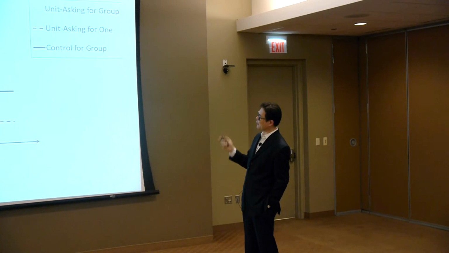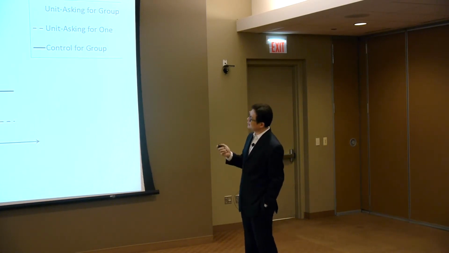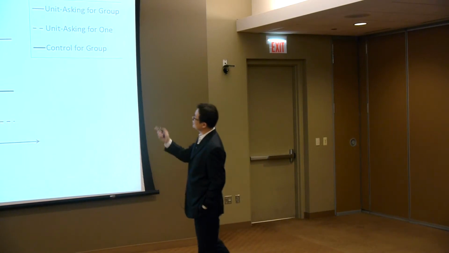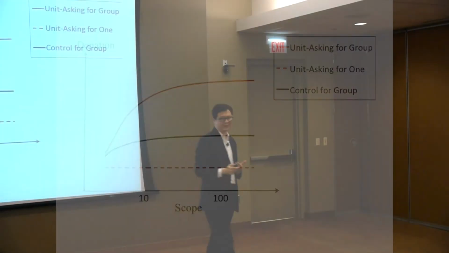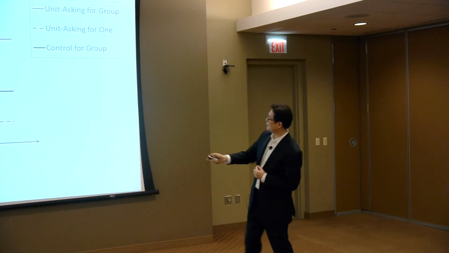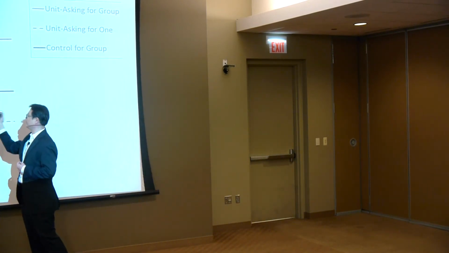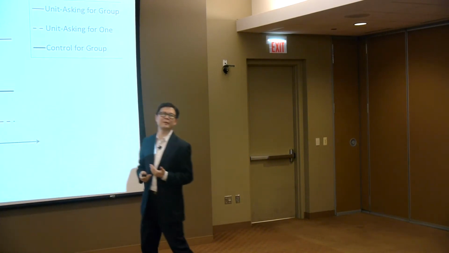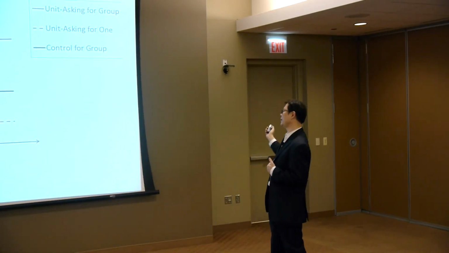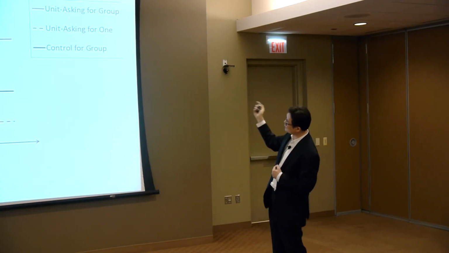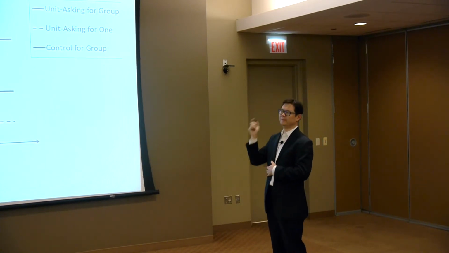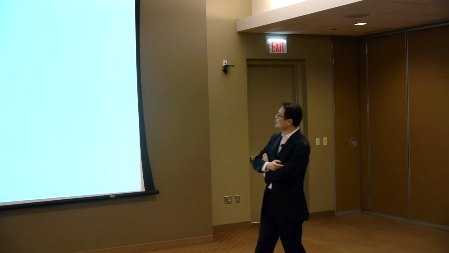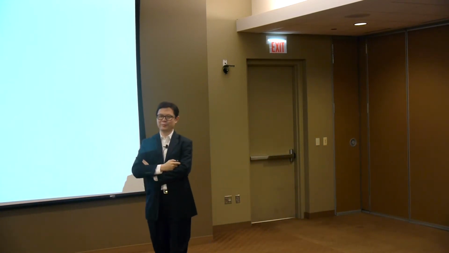But once I have this baseline, I ask you how much to donate for either 10 children or 100 children, then this is how much you are willing to donate. So here you can see two effects. One is this effect, which is what we call the unit asking effect. And this effect, the difference between these two slopes, is the increased scope sensitivity. But as you can see, if you have 1,000 children, I don't think it will go on forever, because either way it will become scope insensitive down the road.